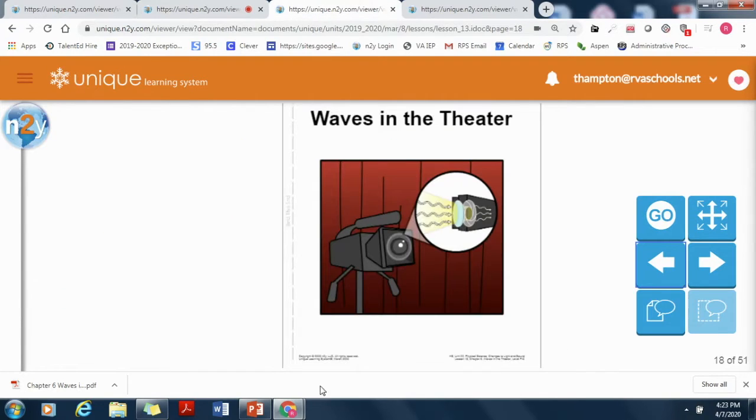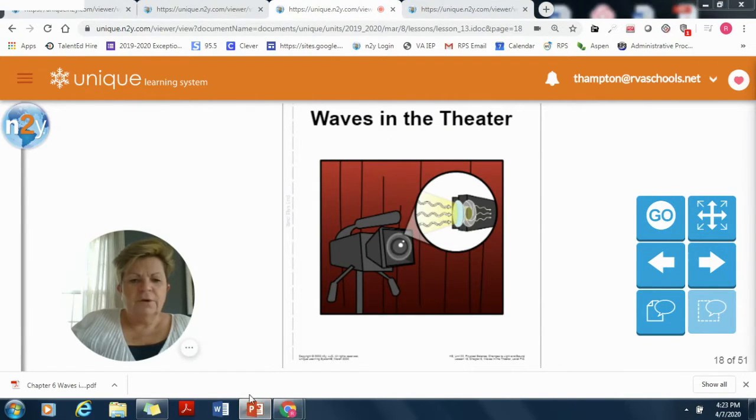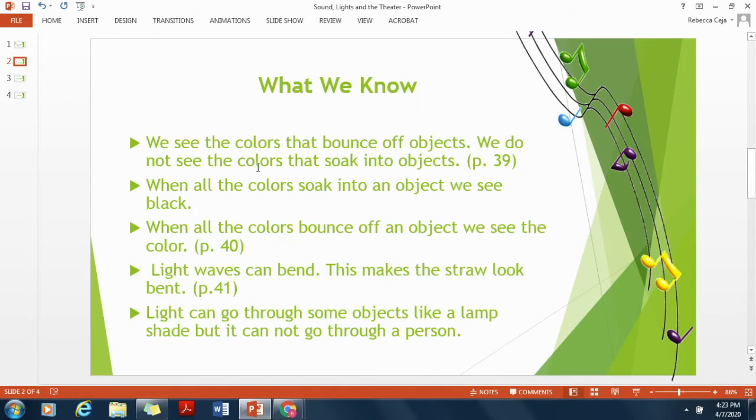All right, excellent. So let's look at our KWL and let's see if it comes up. It does. And what have we already learned? What do we know that we've already gone through as we're wrapping up this chapter book about waves? We see colors that bounce off objects. We do not see colors that soak into objects, and that was on page 39. And when all of the colors soak into an object, what do we see? See the black. The black, it all absorbs into black.